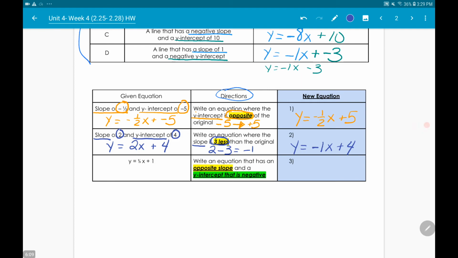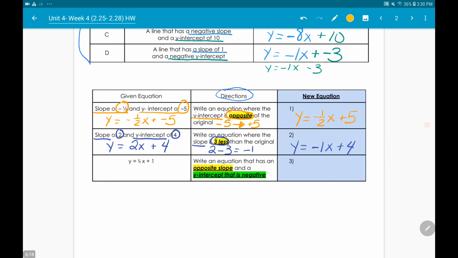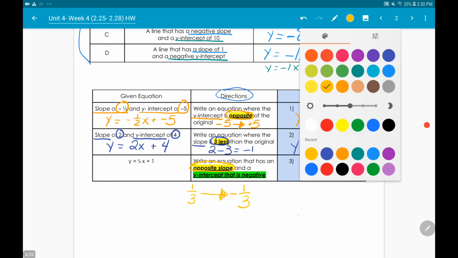Oh, look at that. Last equation is done for us. But there seem to be some directions here. So let's see what's going on. An equation that has an opposite slope. So our slope is 1/3. So the opposite of a positive must be a negative. Negative. Okay, so let's start the equation.